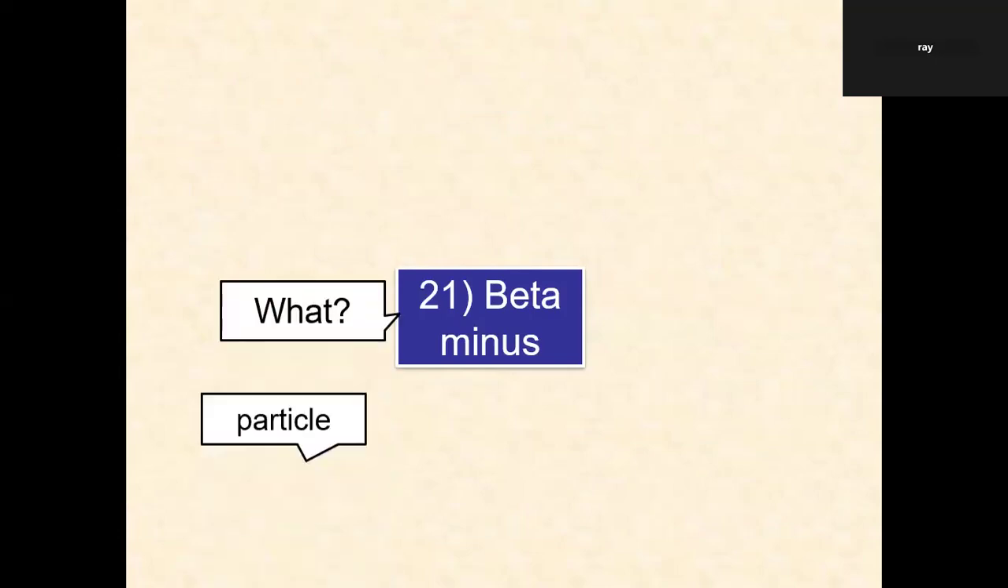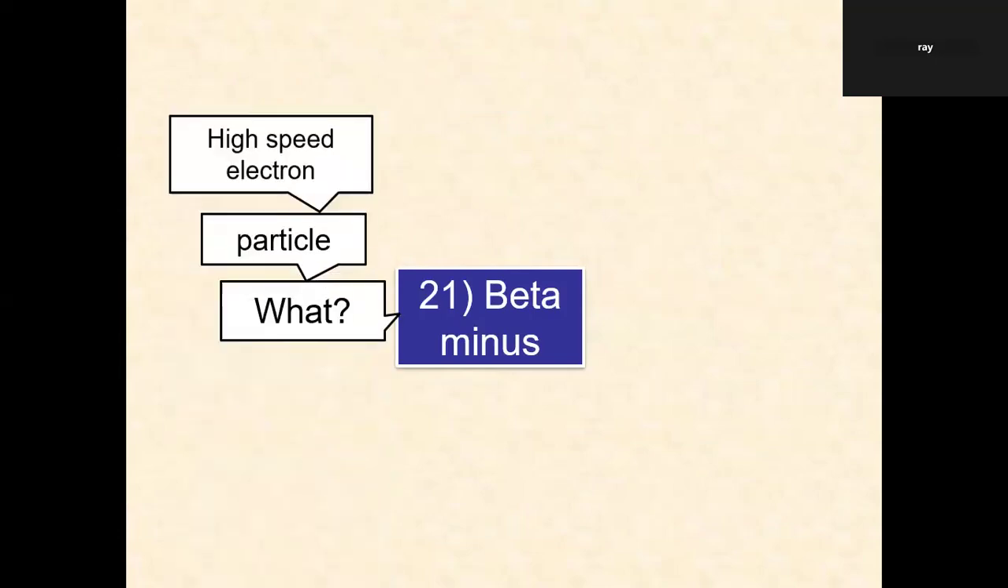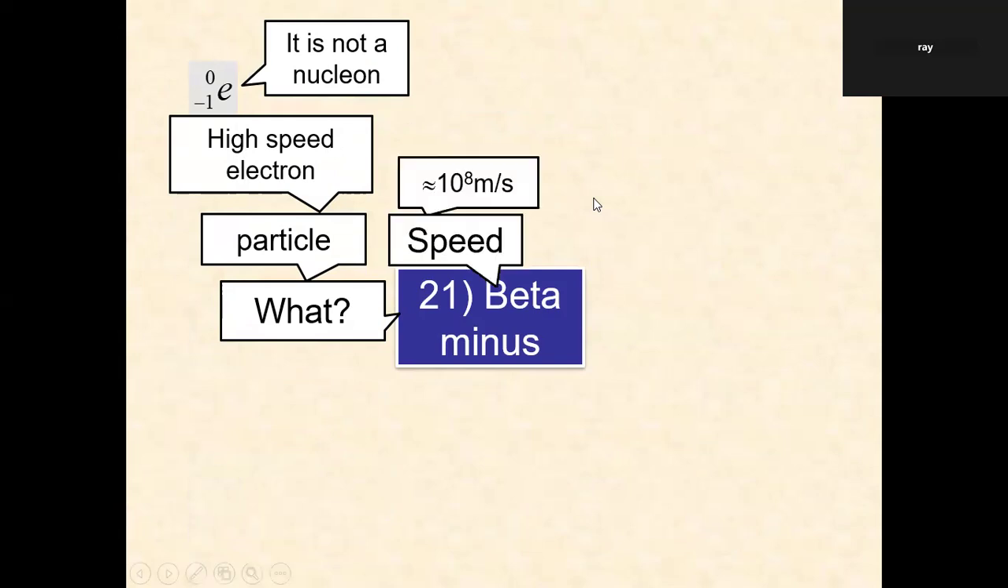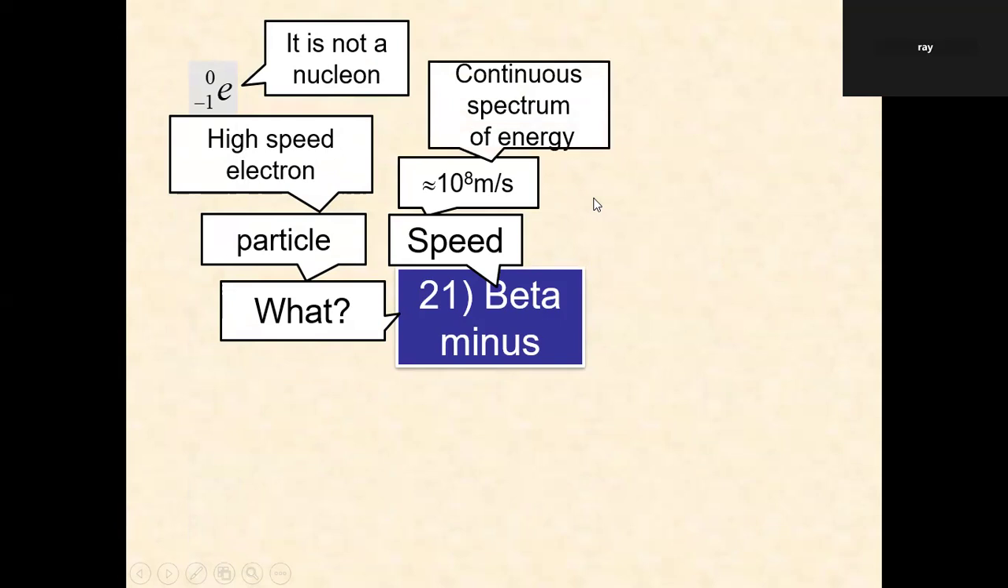Beta minus, what is it? Particle, high speed electron. That's how we represent it. It's not a nucleon, that's why the top there is 0. Speed, 10 to the power 8 meter per second. Continuous spectrum of energy. It's near the speed of light lah.